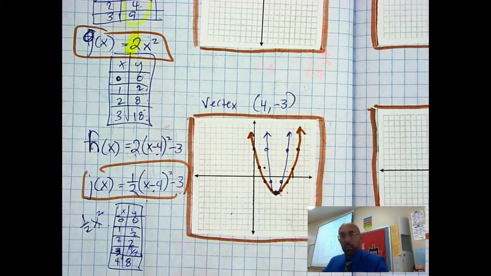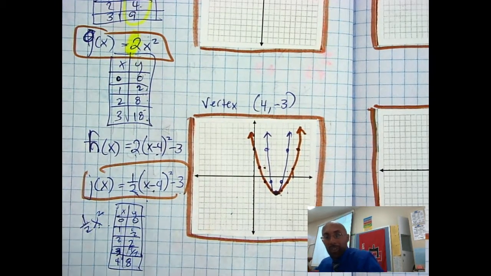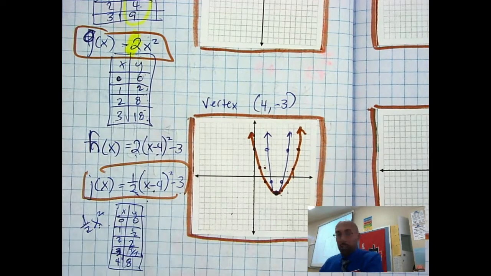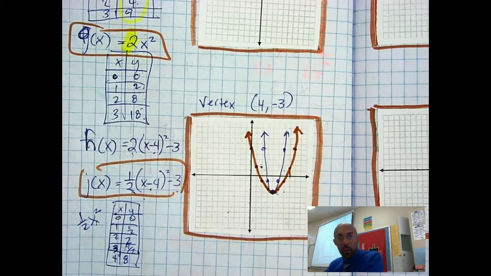Okay, because again, the number on the outside causes a compression, so you're squishing it, and it's kind of getting fatter. Okay, so that's the whole idea behind this. I'm going to go ahead and stop there.